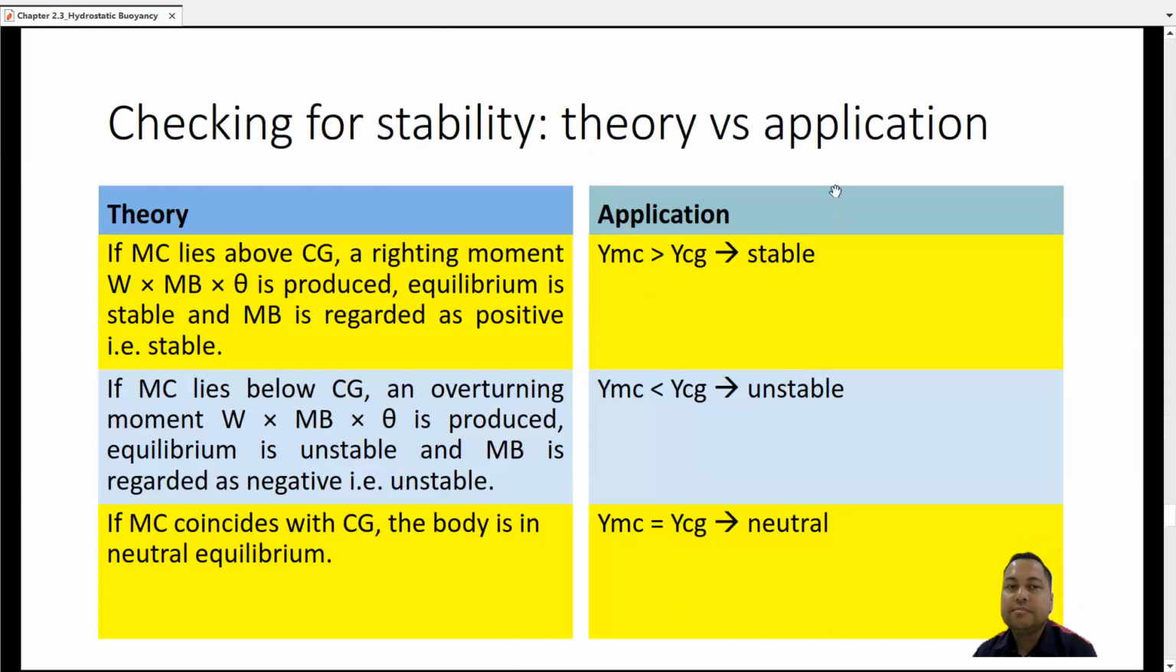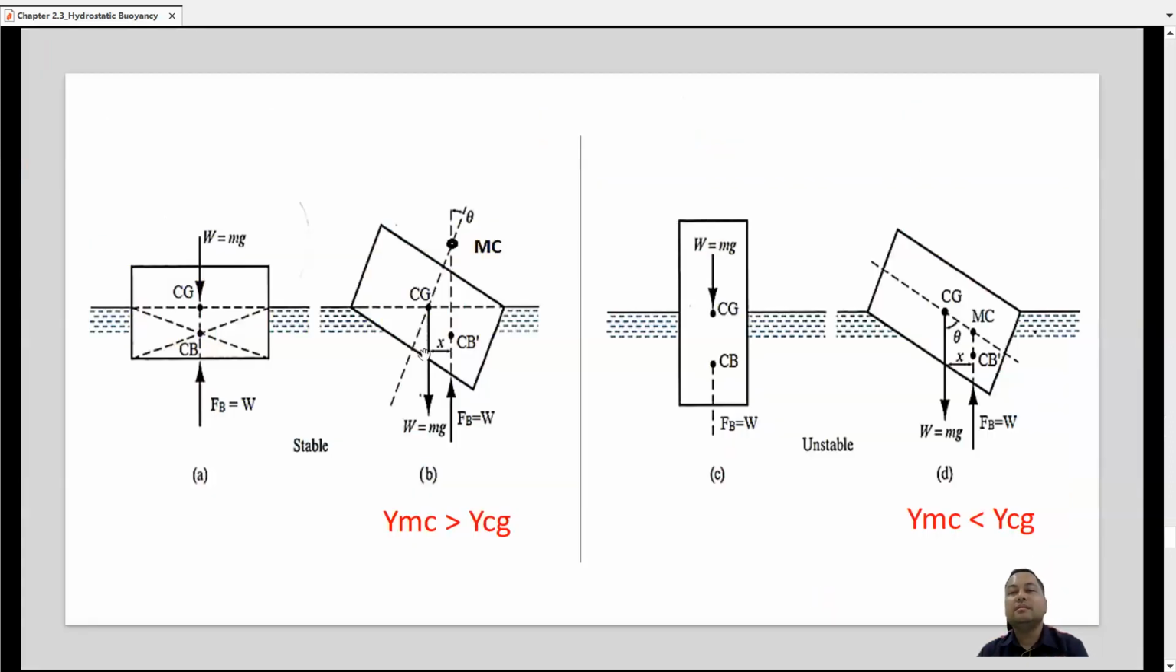So checking for stability. So this is the theory, you can read this, and this is the application. So it is easy to see, when YMC is greater than YCG, the object is said to be stable. When YMC is less than YCG, it is unstable. And when YMC is equal to YCG, it is neutral equilibrium. Okay, so this is the scenario that we had just talked about.